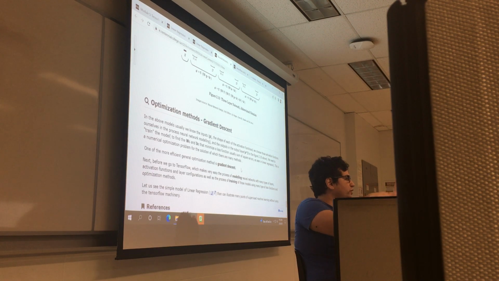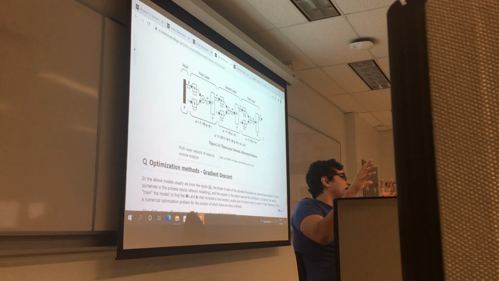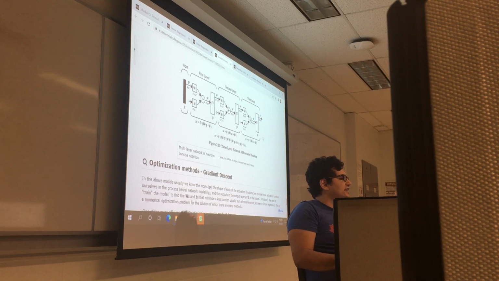So that's how it works: you provide data, you see the results, how far the results are from reality, and then you figure out with gradient descent where to tweak the neurons so you get better results. Okay?